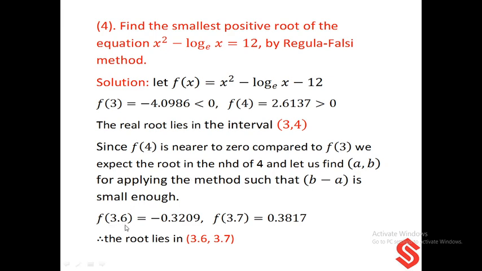So we get f of 3.6 is minus 0.3209, and f of 3.7 is 0.3817. No need to write all the values, only write those two values for which the function f of x has opposite sign. So first you do the rough work for f of 3.9, 3.8, etc., so that we come to know for which two consecutive values the function f of x has opposite sign. So f of 3.6 is negative and f of 3.7 is positive. So the root lies in the interval 3.6, 3.7.